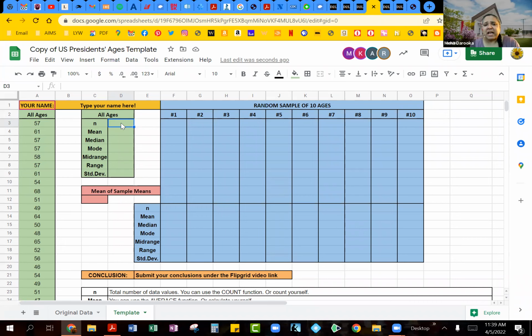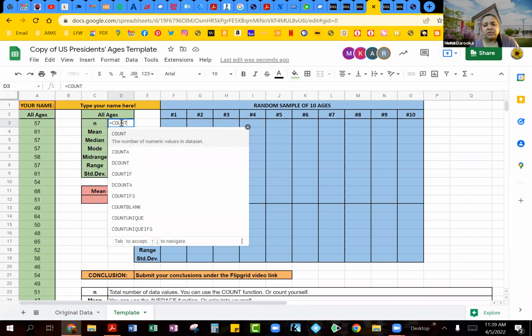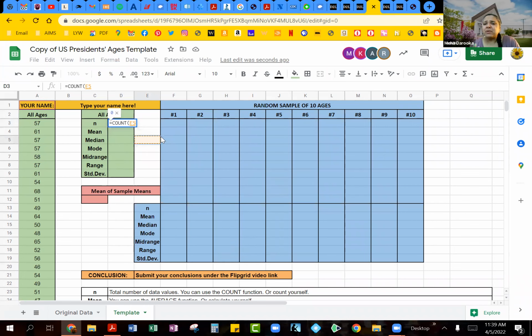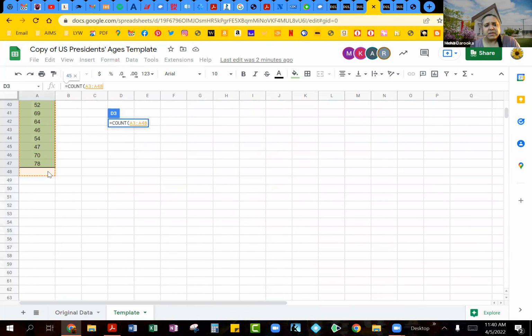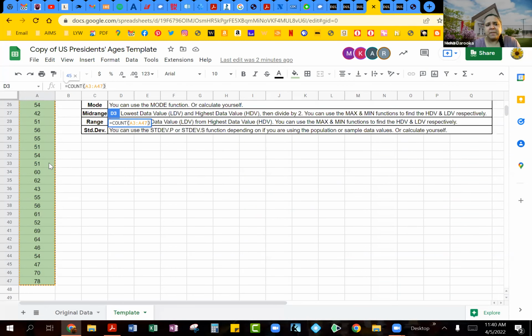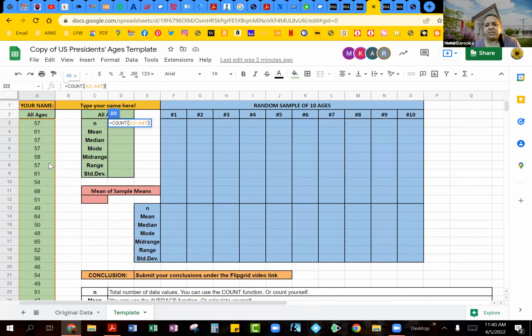For the N, you can use a very simple built-in calculation, which is the count function. The count just helps you count how many values you have in your data set. So if I go ahead and place that count, and then select all of these ages in the left-hand column until you get to the last one, close your parentheses. You can see it has selected all of those ages, and it gives us the number, 45 different ages. So that's the count function.